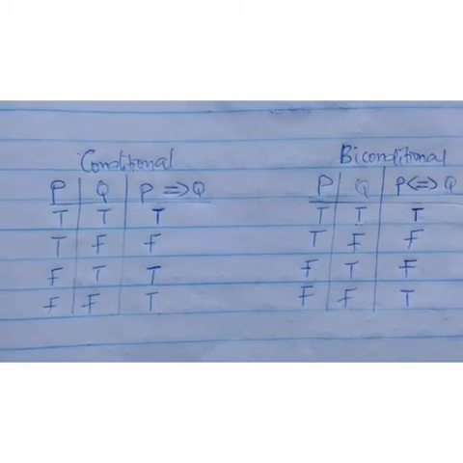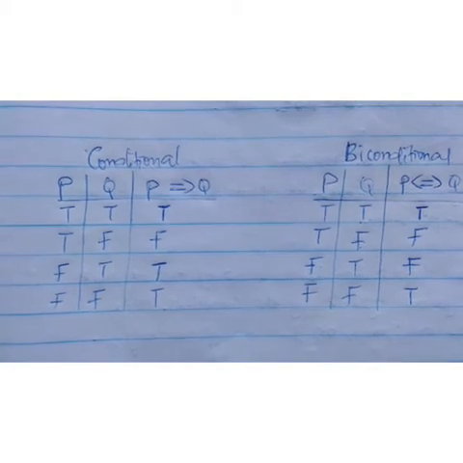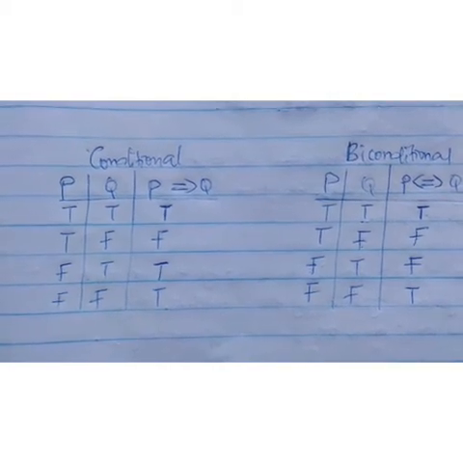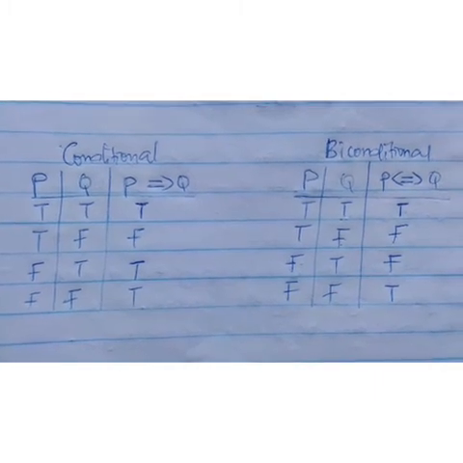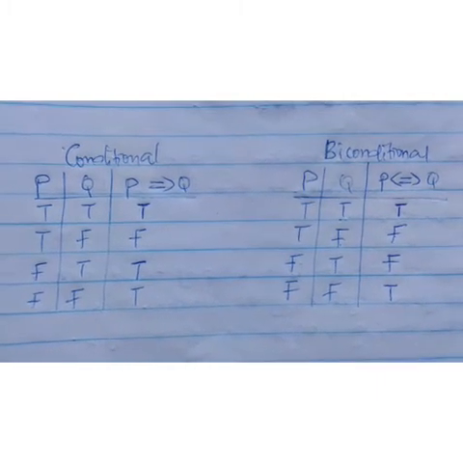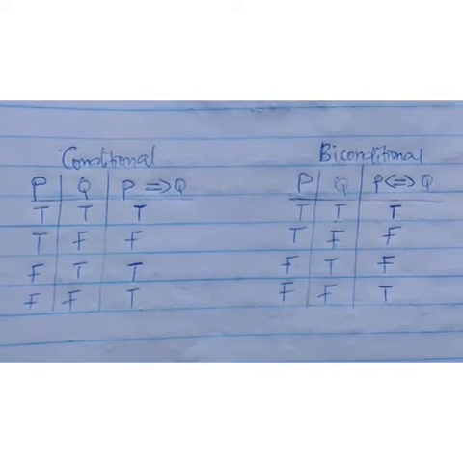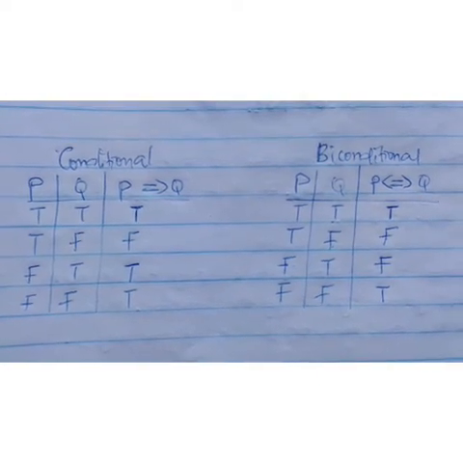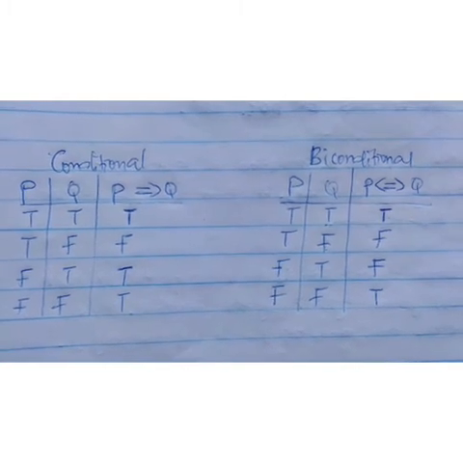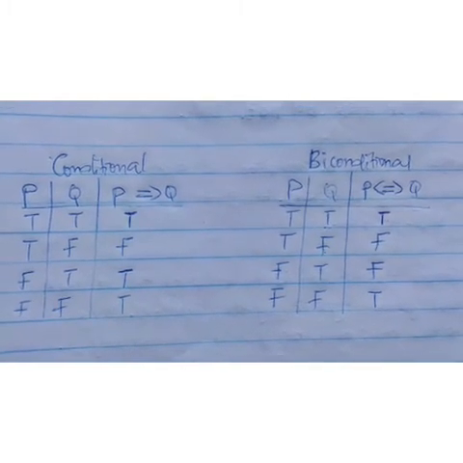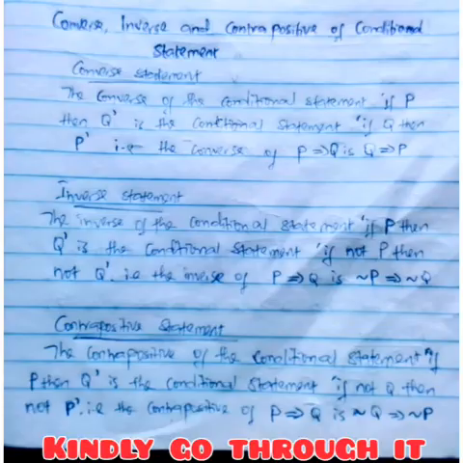Conditional statement. P conditional Q is said to be false if P is true and Q is false. Now, for biconditional statement, P biconditional Q is said to be true if P and Q are both true and if P and Q are both false. That's when it's said to be true: if P and Q are both true, also if P and Q are both false.